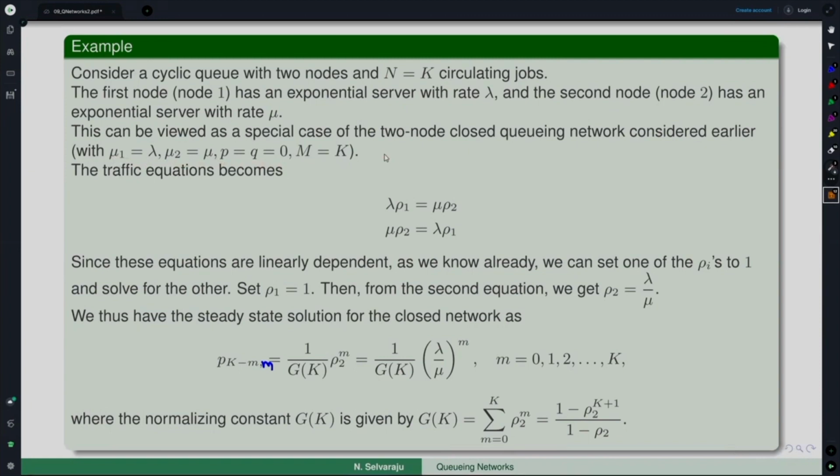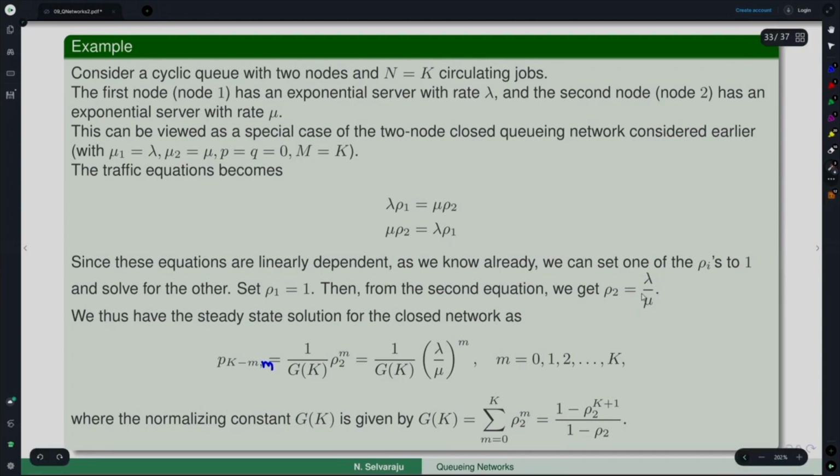Nevertheless, even without going there, you can consider this as it is, and you can write the traffic equation. Now, you can see the traffic equations become just 2 quantities, and it is the same equation that you are getting. So, there are 2 unknowns, 1 equation, right. That is what would happen in the general case as well. Okay. So, we can set one of them. So, rho 1 we pick to be 1. So, rho 2 becomes then lambda by mu if you substitute from here.